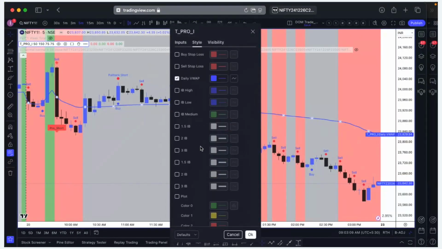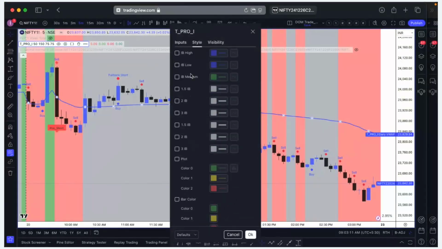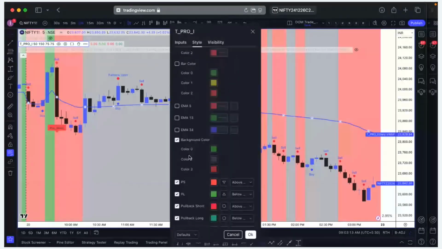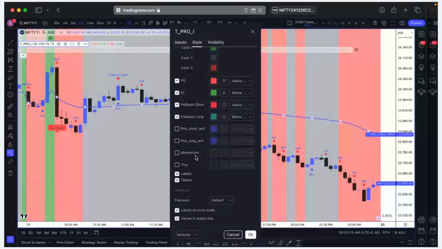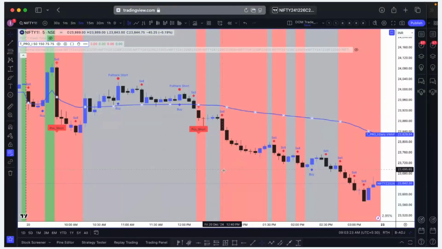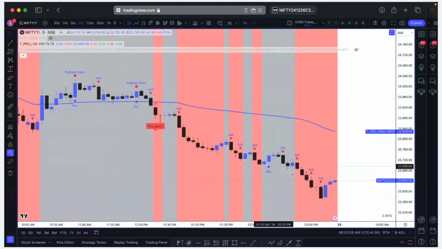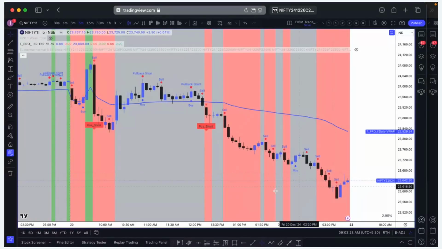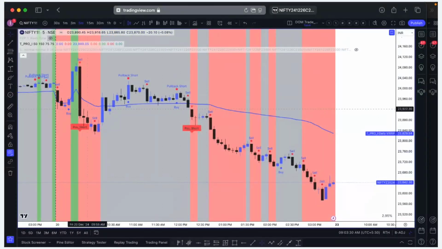Other parameters are all there. 1.5 AB, 2 AB, market profile levels are there. If you want, you can use that. The EMAs are there. If you want, you can use that. And all these indications are there. So these are all additional indications that if you want, you can explore, or else you keep it in the basic settings over here. These are basic settings where we try to trade the direction of the markets.